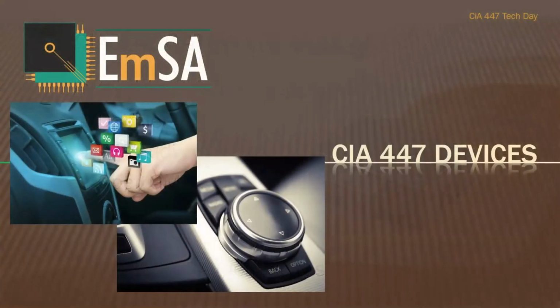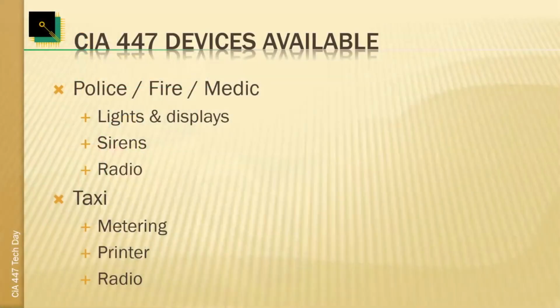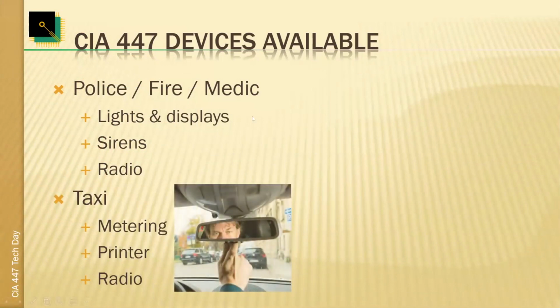After we looked at the gateways, let's now look at some of the devices out there. When it comes to devices, we already said you'll probably find the biggest number of manufacturers in this department. By my counting, we must be worldwide now up to 6 or even more suppliers of blue lights, displays, and sirens that have 447 implementations available. And for taxi, metering was one of the implementations.